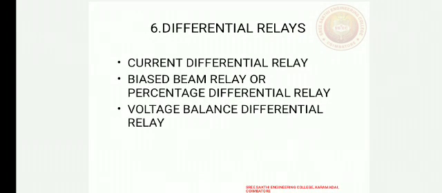And the next type of relay is differential relay. The differential relay is defined as the relay that operates when the phasor difference of two or more similar electrical quantities exceeds a predetermined value. The types of differential relays are current differential relay, biased beam relay or percentage differential relay, and voltage balance differential relay.